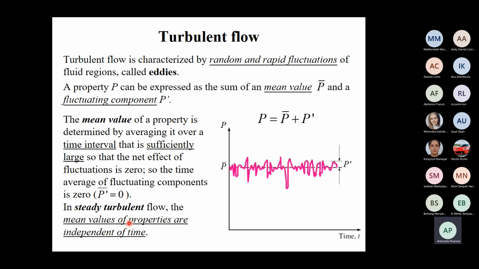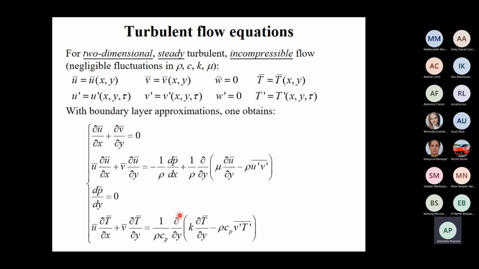If I speak about steady turbulent flow, what is the sense of speaking about steady state flow in turbulence, in which all the properties are fluctuating? Obviously, nothing is really steady in turbulent flow. When I speak about steady turbulent flow, it means that the mean values of a property are independent of time. Obviously, the fluctuating component always depends on time, but in steady state turbulent flow, the mean values are independent of time. And with this introduction, I can write the turbulent flow equations.